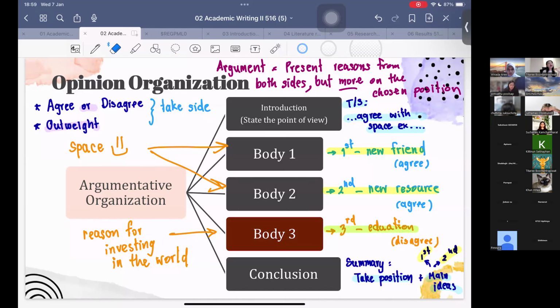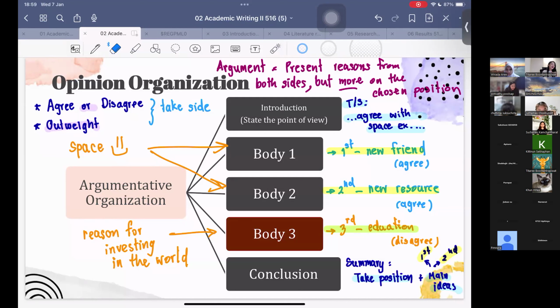questions like the question that asks you, do you agree or disagree? Or questions like, do you think the benefits outweigh the drawbacks? So the same questions that you've seen in illustrative. When you see questions for agree or disagree, technically you have a choice between going for the illustrative organization or argumentative organization. The difference between argumentative and illustrative is that for argumentative, you're going to present reasons from both sides. However, you're going to present more reasons from the chosen position.